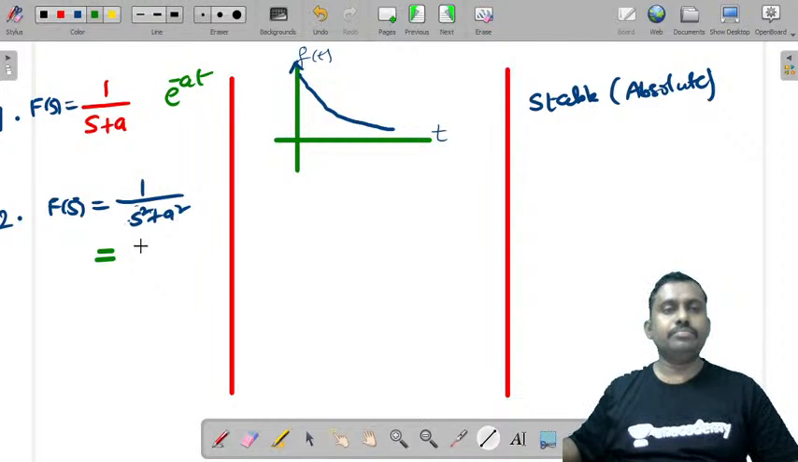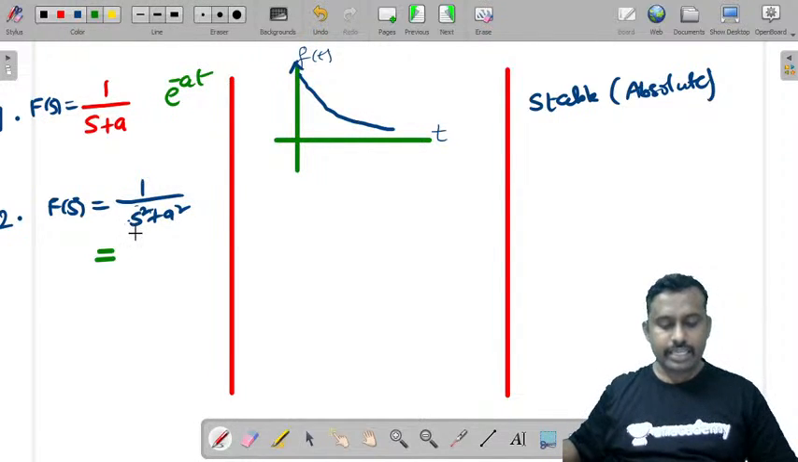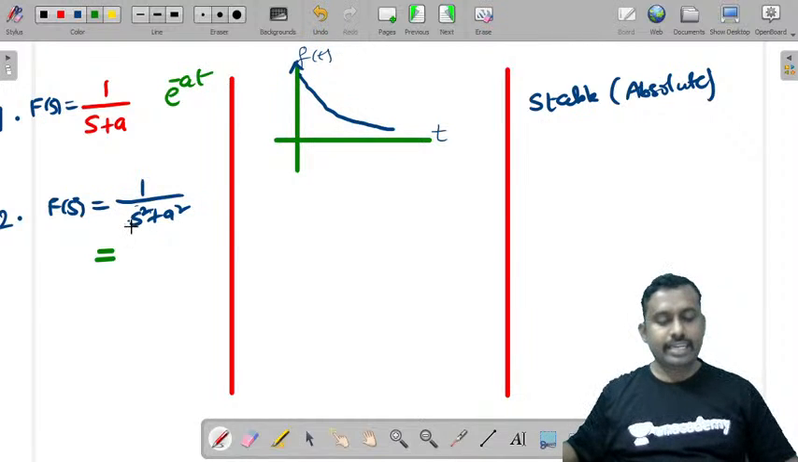1 by s square plus a square, Laplace inverse. Chandrasekhar Reddy. Good evening, sir. Good evening, Chandrasekhar Reddy.